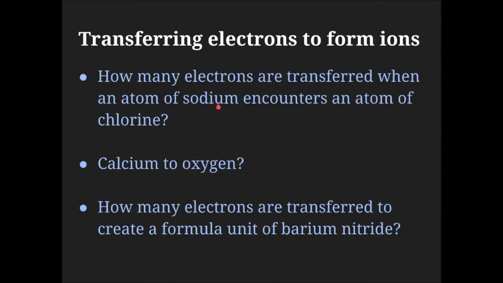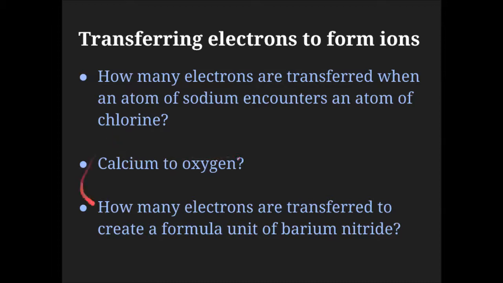And so one sodium atom could transfer one electron to a chlorine. The sodium atom would become a sodium ion. The chlorine atom would become a chloride ion, and then they would be oppositely charged and electrostatically attracted to one another. How about calcium to oxygen? How many electrons would have to be transferred?